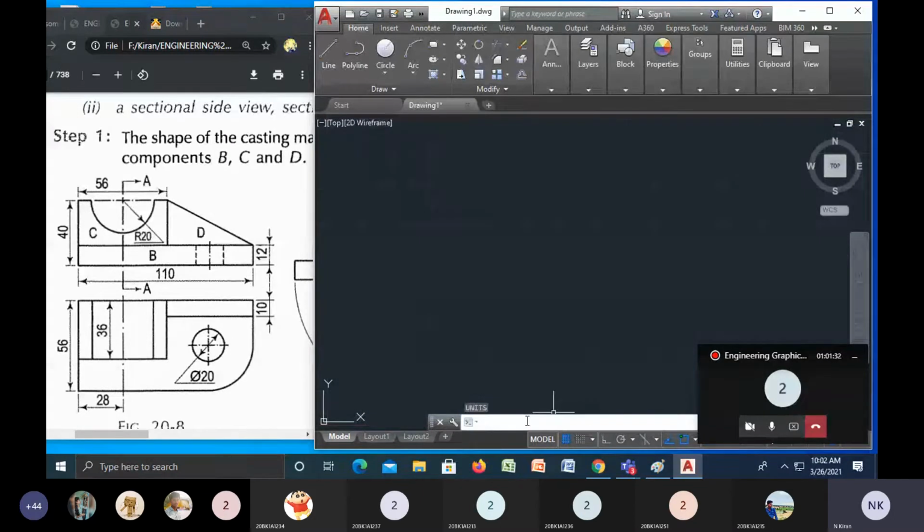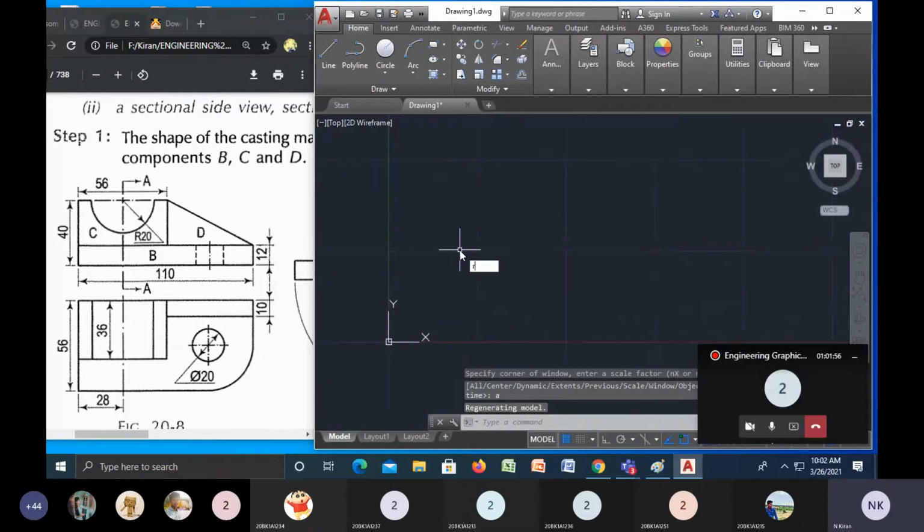Okay, and then LIMITS. Center, 0 comma 0, enter, and 594 comma 420. Okay, right. Z enter, A enter.